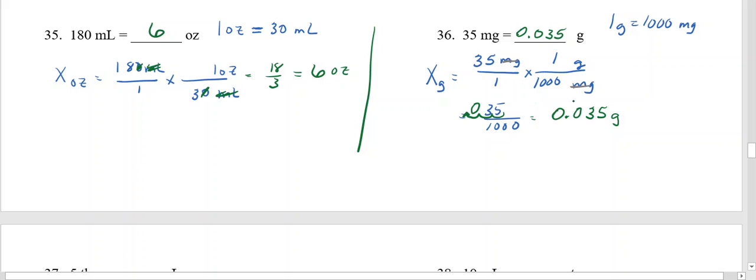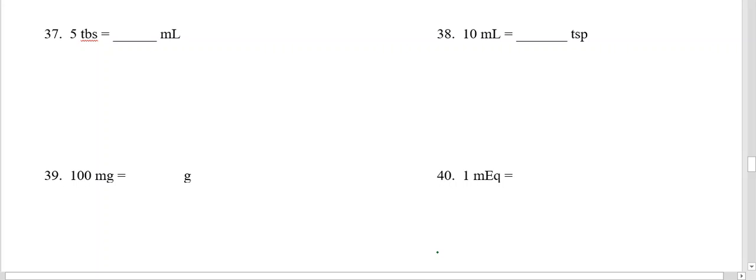0.035. Okay. So they're not all straightforward. Sometimes we either have to do some multiplication or division. Let's look at 37. Just more practice. 5 tablespoons equals how many milliliters?